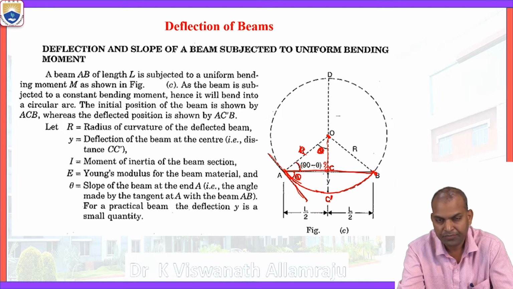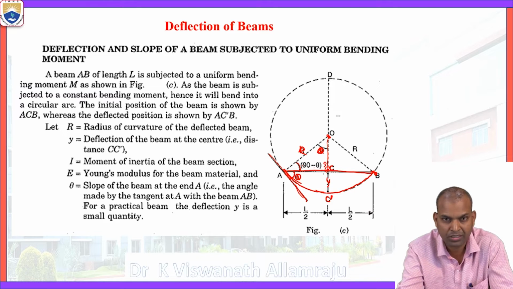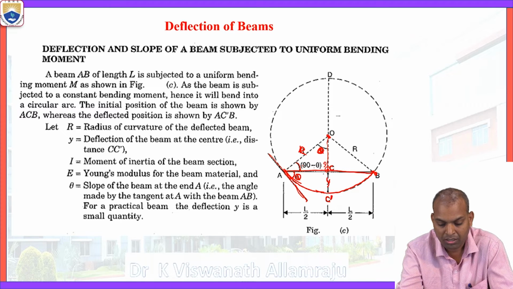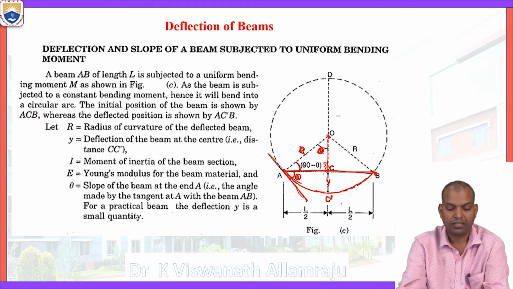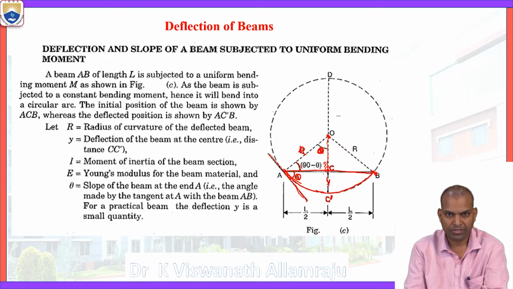So practically, this is theoretical. The deflection here is the visible or recognizable parameter. But practically, Y is a very small quantity. It's very small, in millimeters.